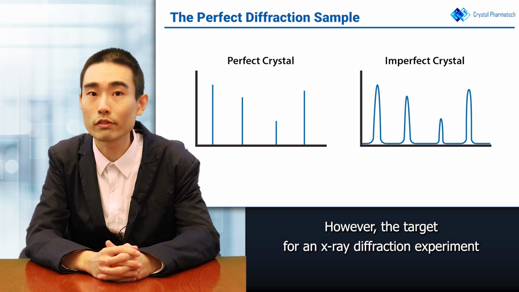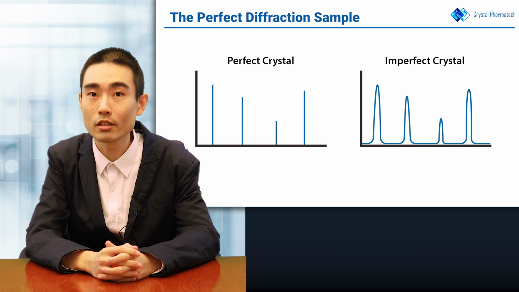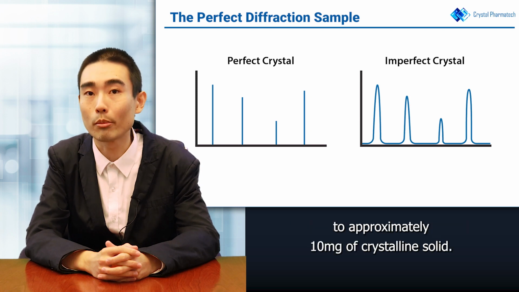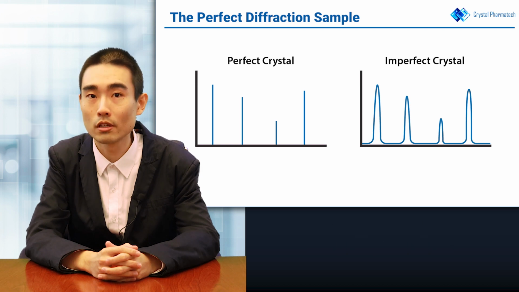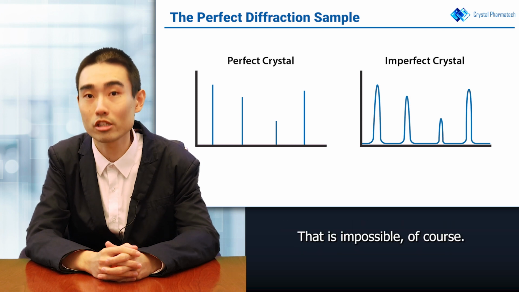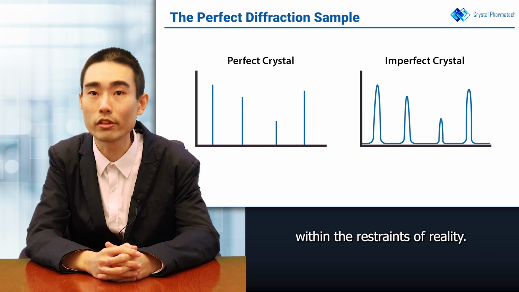However, the target for an X-ray diffraction experiment is at least 1 million individual signals for each peak. Scaled up from the average unit cell, this comes out to approximately 10 milligrams of crystalline solid. So you need 10 milligrams of material that occupies 0 volume in space. That is impossible, of course. Let's talk about how to get samples to behave as close to ideally as possible within the restraints of reality.